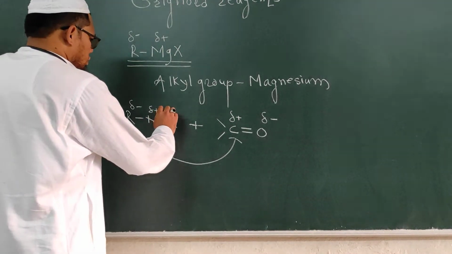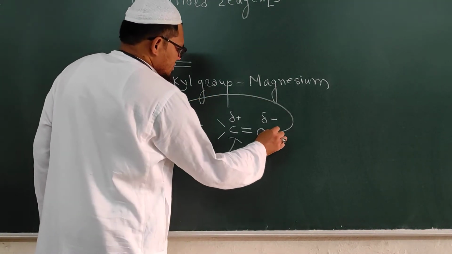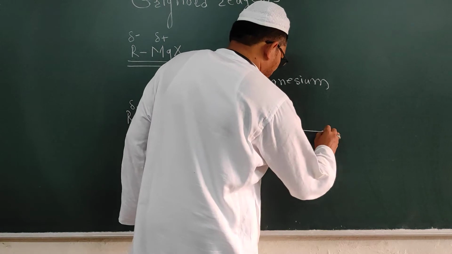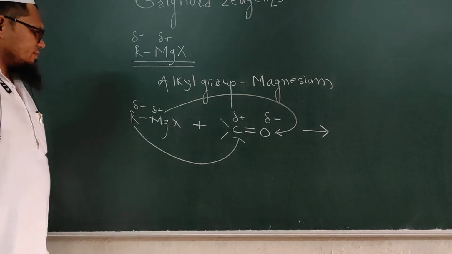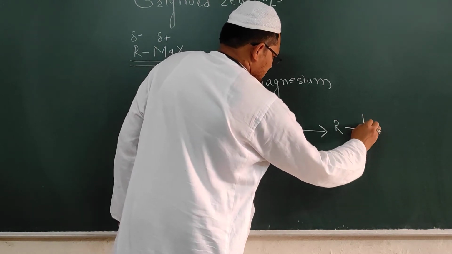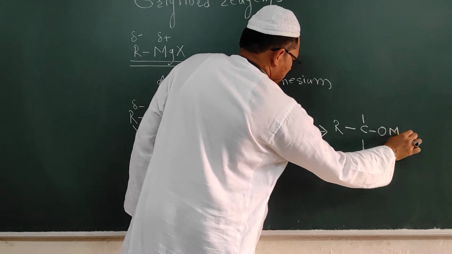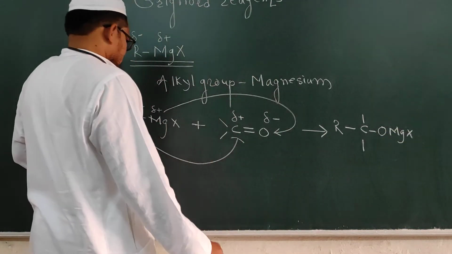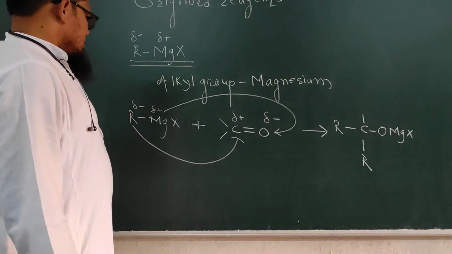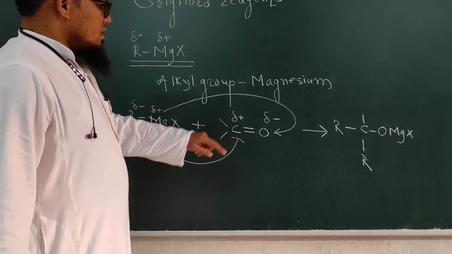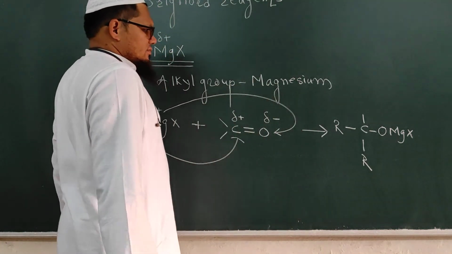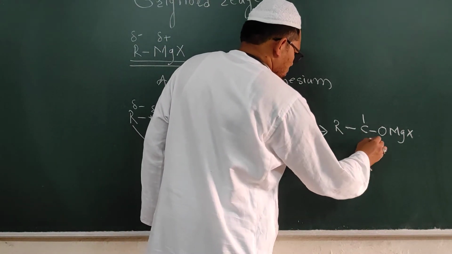And this MgX part will get attached to the oxygen, being delta positive, leading to the formation of the addition product, R-C-OMgX. Here the second R is the one which is attached here.